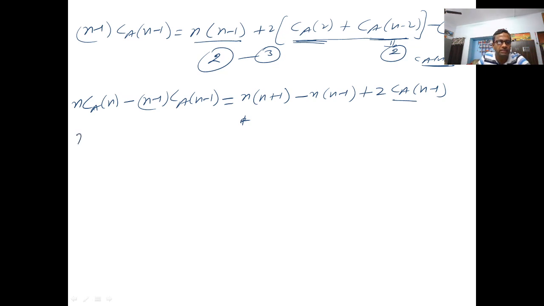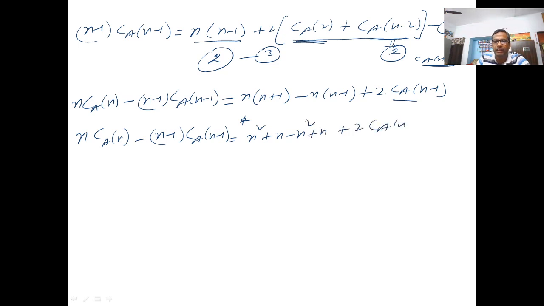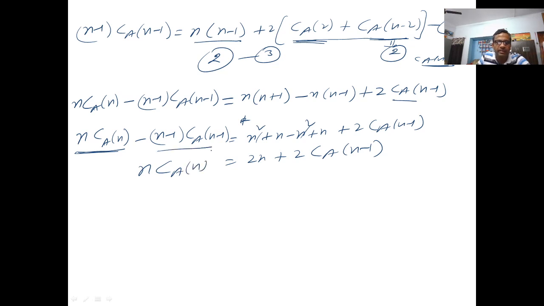Done. Now try to simplify this. n of Ca of n minus n minus 1 Ca of n minus 1 will be equal to your n square plus n minus n square plus n plus 2 of Ca of n minus 1, is equal to, n square will cancel out, 2n plus 2 of Ca of n minus 1, isn't it? Done. Now just keep it at the left side, n of Ca of n, and bring it on the right side, so it will become plus n minus 1 Ca of n minus 1.